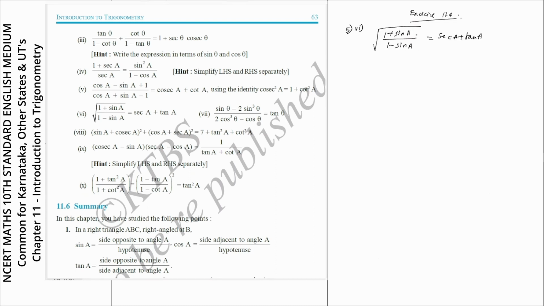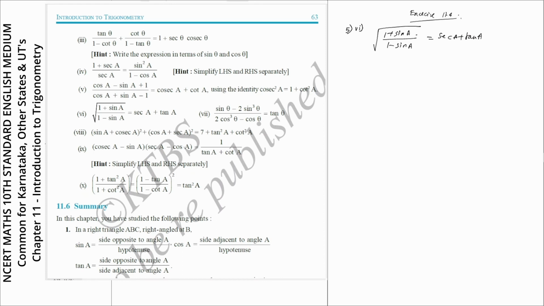Exercise 11.4, question number 5, sub question 6. Prove that square root of (1 plus sin a) by (1 minus sin a) is equal to secant a plus tan a. So here in the left hand side a square root symbol is there, and in the right hand side there is no square root symbol.